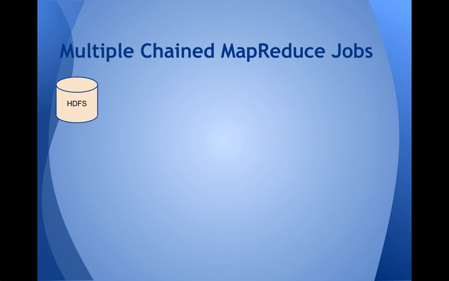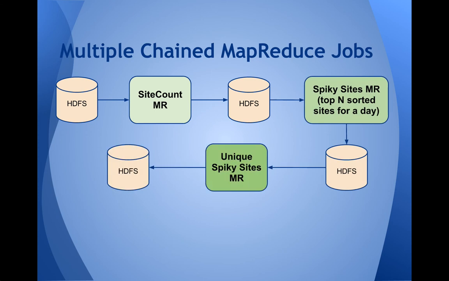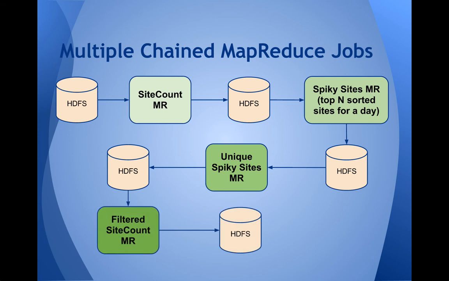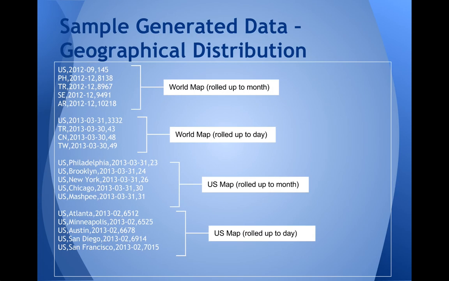In several cases, we had to chain multiple MapReduce jobs together in order to get the results we wanted. For example, looking at outliers of data for a given day and then looking over those for a longer time period. Here's an example of some of the generated data for geographical distribution visualizations. You can see at the top we have world map visualizations rolled up by month or by day, and at the bottom we have the same thing but for the US.